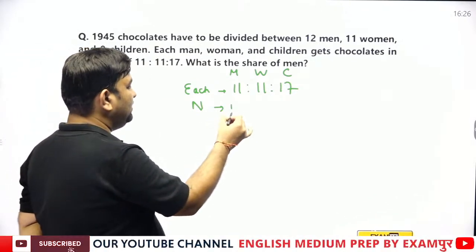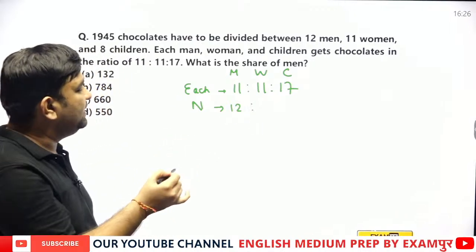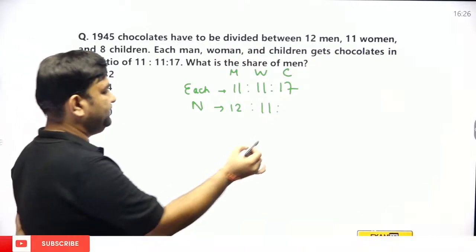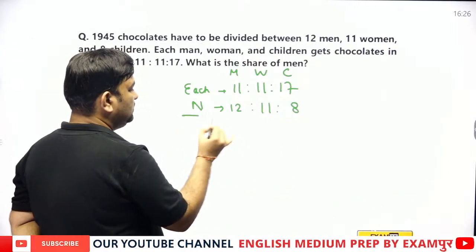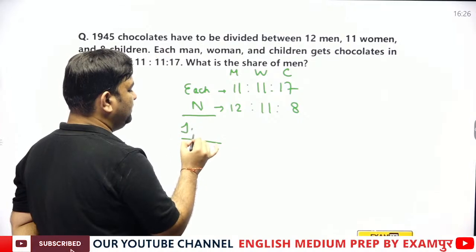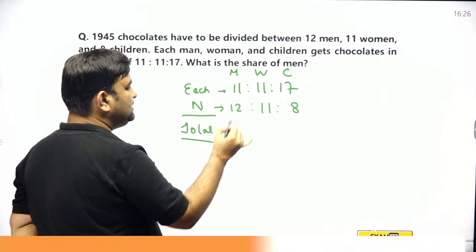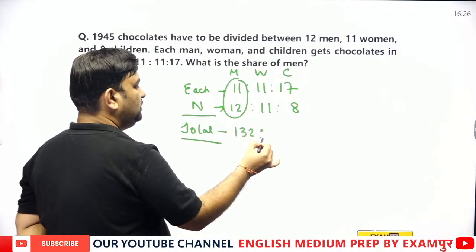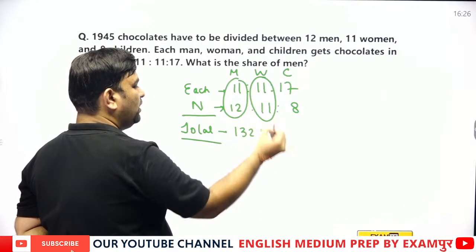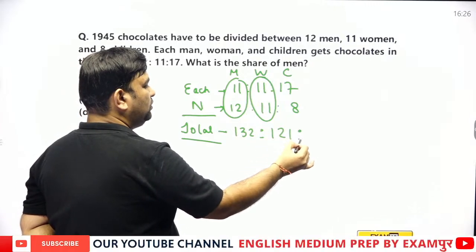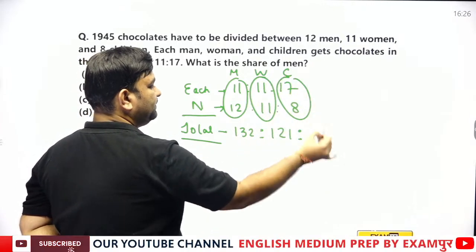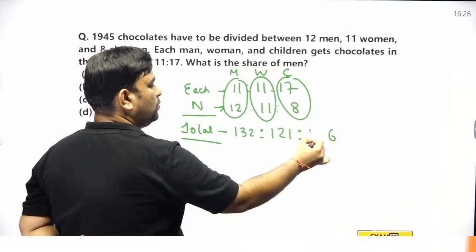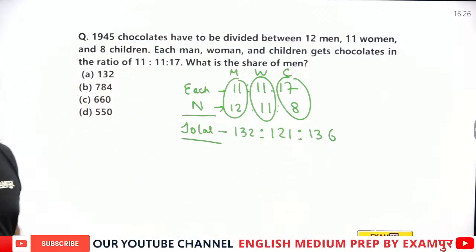There are 12 men, then there are 11 women, and then there are 8 children. So total chocolates with men are 132, total chocolate with women are 121, and total chocolate with children are 136. Are you getting this as well?